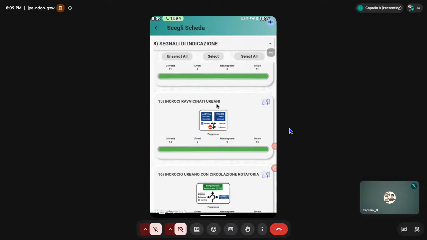Now, as you can see, this is called ravvicinati. Look at it here. They are very close. A junction that is close to each other. You see this one here, this one is close to each other. You understand? They are very close to each other. All right, that's what it's talking about.